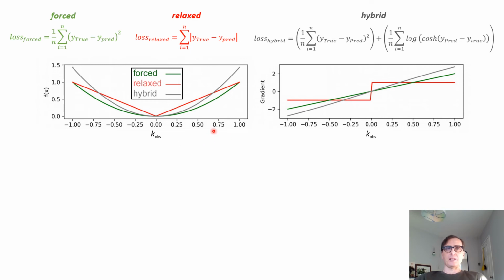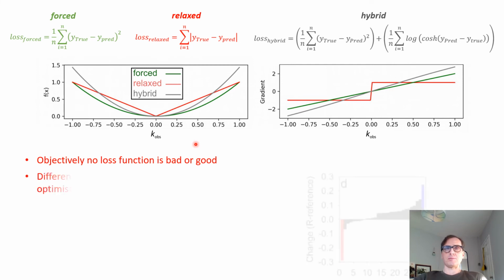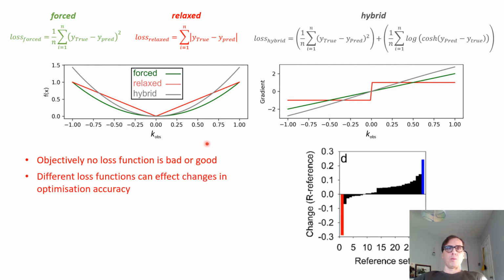In general, the way these objective functions work is that they affect a change in the way that the error surface is explored during the optimization, and of course then that can affect the outcomes. So the problem is that objectively there's no good or bad loss function. Different ones can perform differently in different situations. What we have seen experimentally is that different loss functions can affect changes in the optimization outcomes.